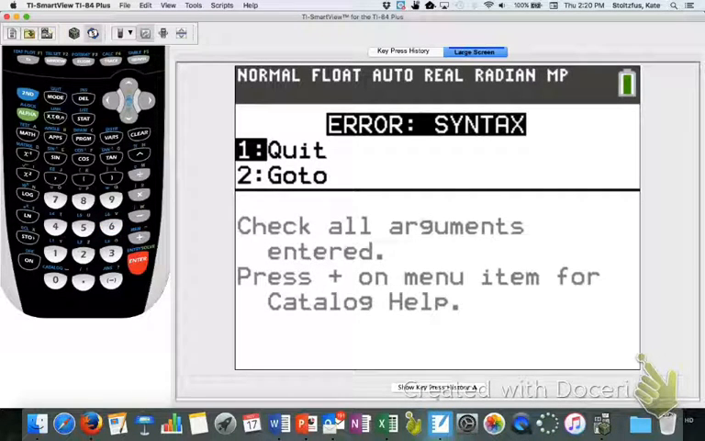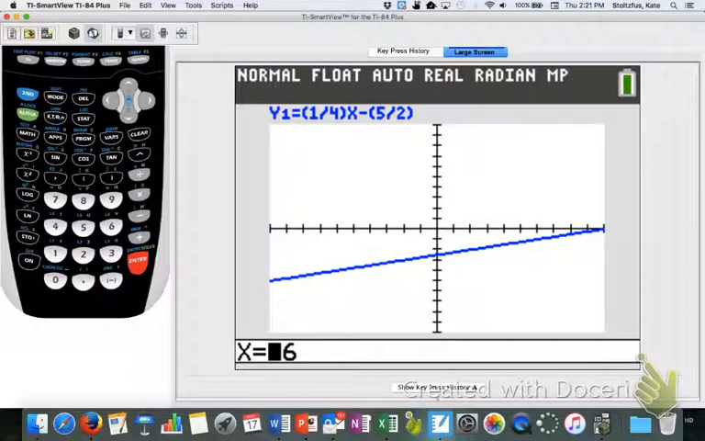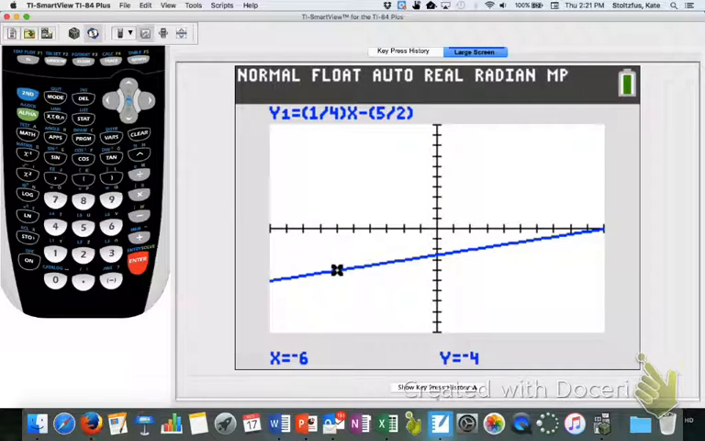and I have a syntax error. Whenever you get that, if you select go to, it takes you to what you typed wrong, and I accidentally hit minus 6 rather than negative 6. So negative 6, enter. There I see it does go through (-6, -4). And then I'm going to try 2, and I know it's supposed to go through (2, -2), and I see that it works. So I know I have the right equation of the line.